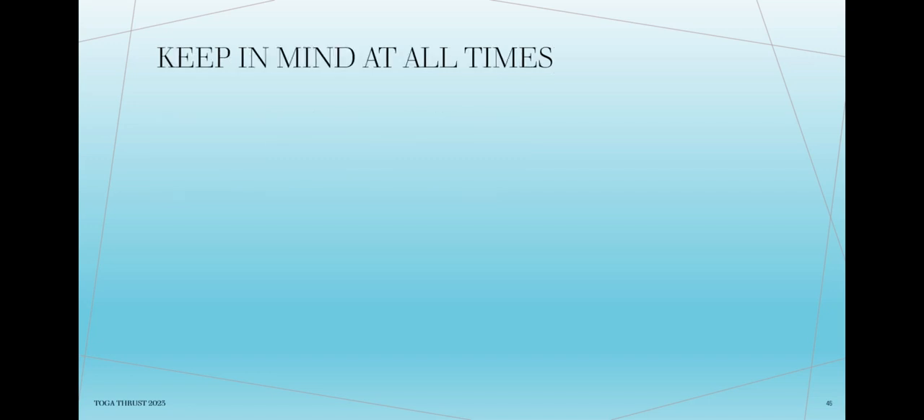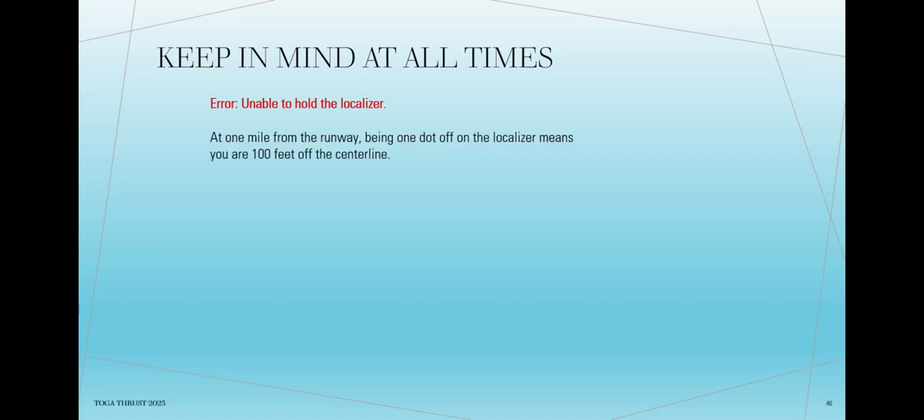Keep in mind at all times. Error: unable to hold the localizer. At 1 mile from the runway, being 1 dot off on the localizer means you are 100 feet off the center line. A dot and a half means you are 150 feet off the center line, that's 4 wingspans.